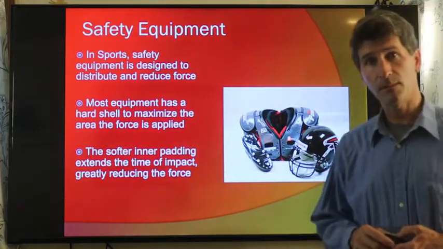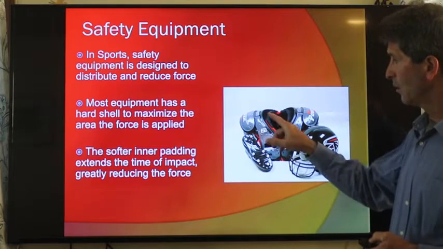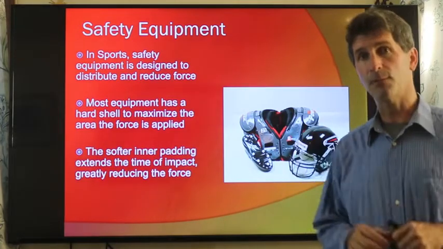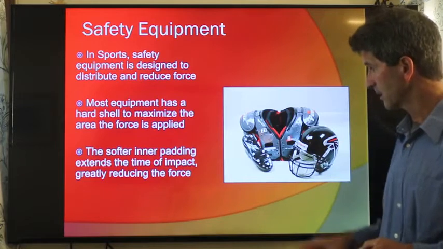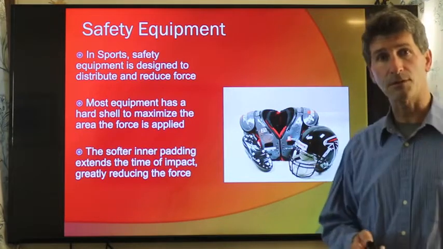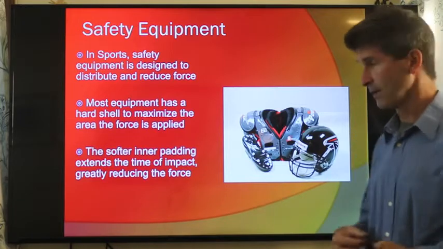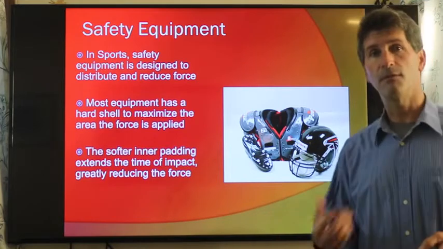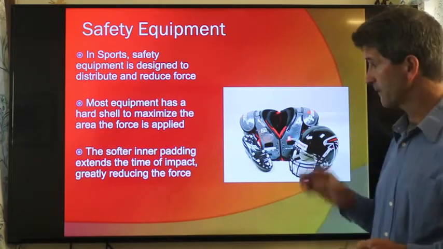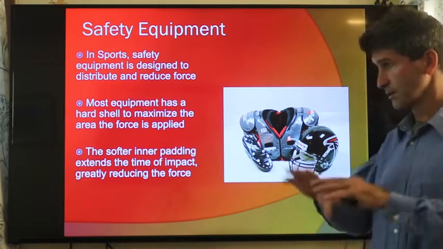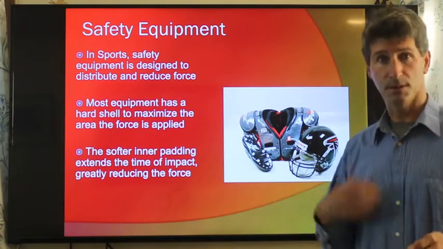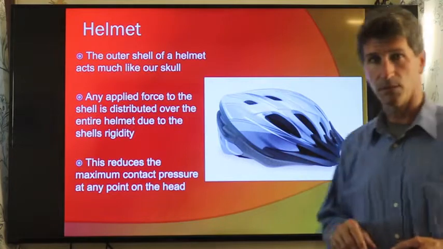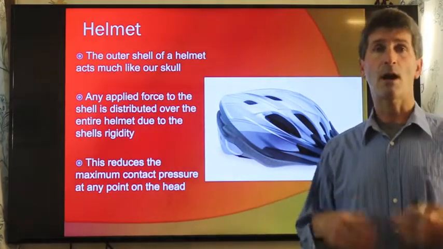We see this in safety equipment. How do we extend the time of collision? Well, we use soft cushioning, which will take time to compress, and that'll bring that force down because it extends the time of the interaction. These also have a hard outer shell, and that distributes the force over a larger area, and that decreases the local pressure. Okay? The skull, the ribs are very susceptible to fracture if the force is very concentrated in those areas. So we spread the force out, and we also reduce the time of the interaction by putting that cushioning there.